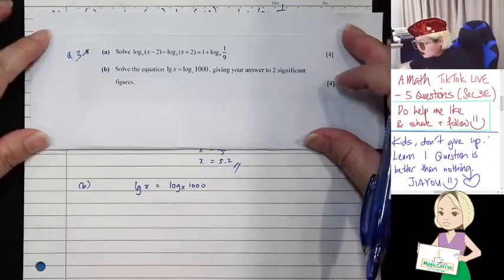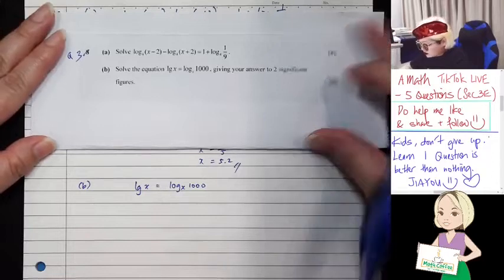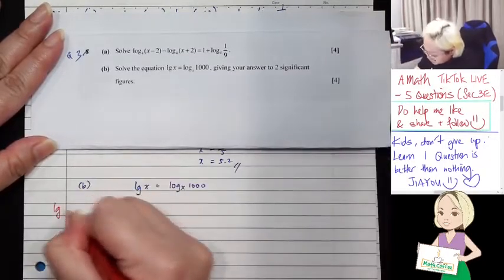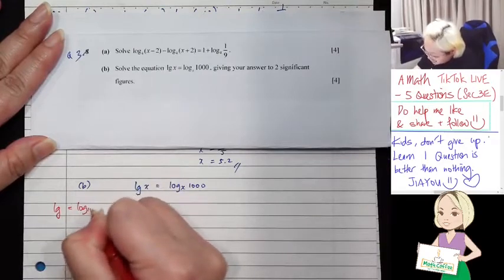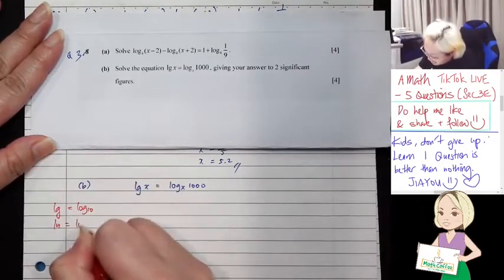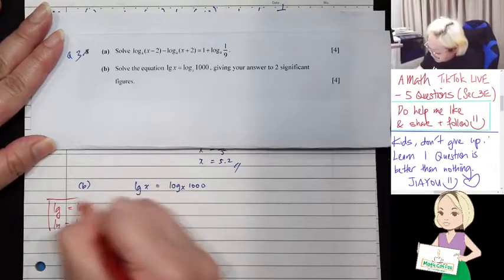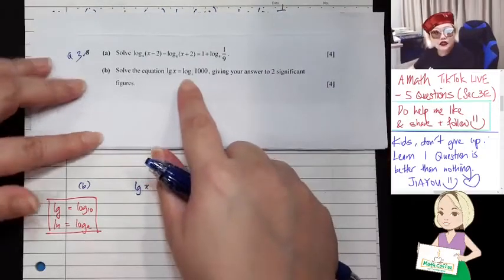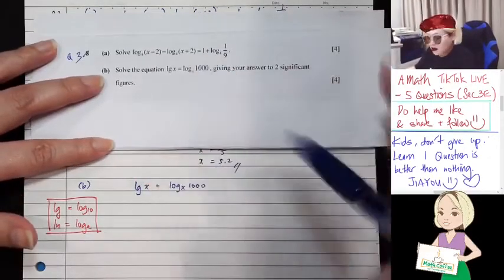Yes, this is log. Log means base 10. LG is log base 10. Ln is base E. This is additional information, or in fact, a must-know thing. So you need to solve this equation. How do we solve this? First, let's change.